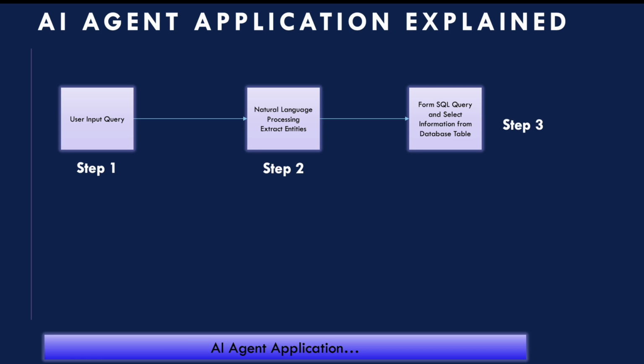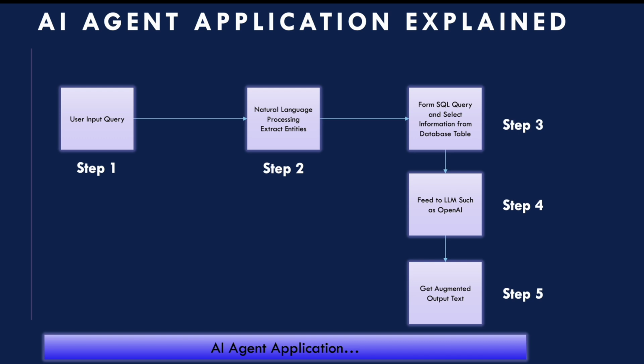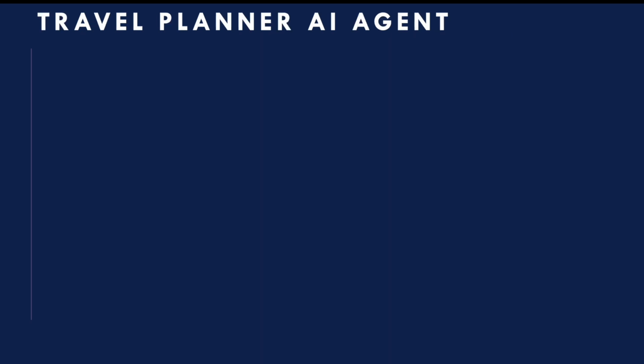Now, using those entities, I can form an SQL query. A simple SQL query is formed, and information is retrieved from the relational database. Once you get the output from the relational database, you feed it into the LLM, such as OpenAI, and get the augmented output. These are very simple steps in a simple AI agent. This is also called RAG, Retrieval Augmented Generation, so this is a RAG application in a very simple form. Now we will see more details.